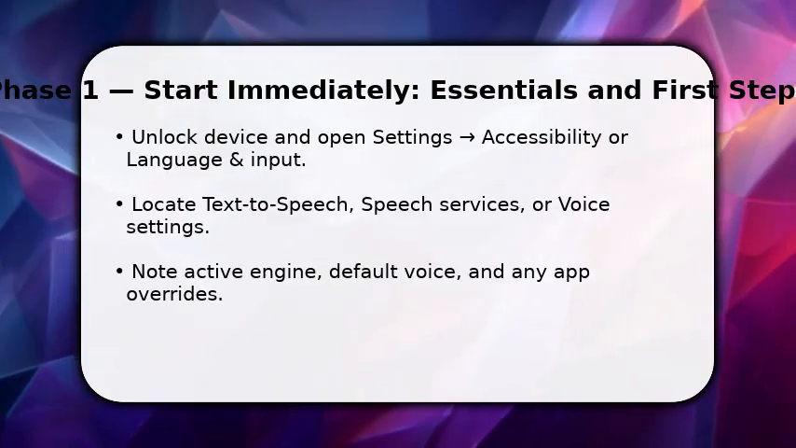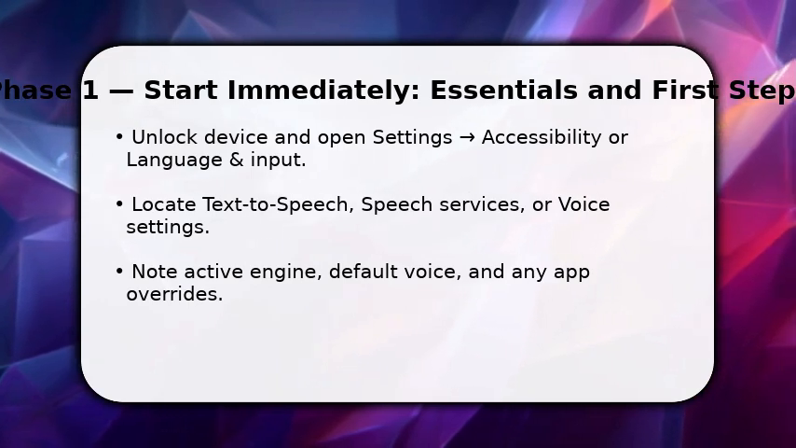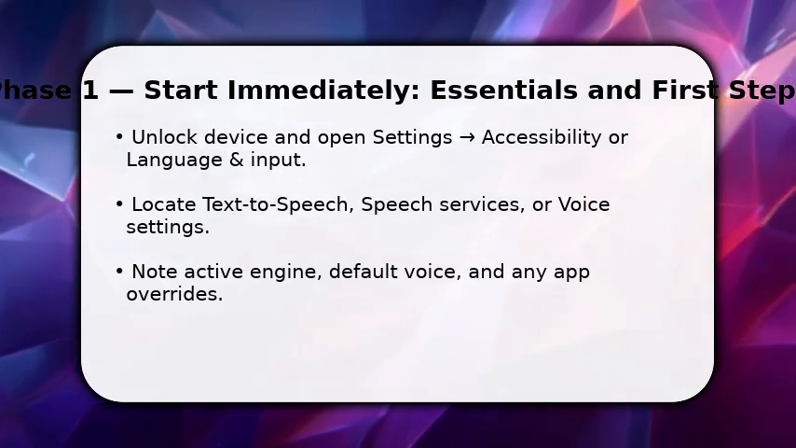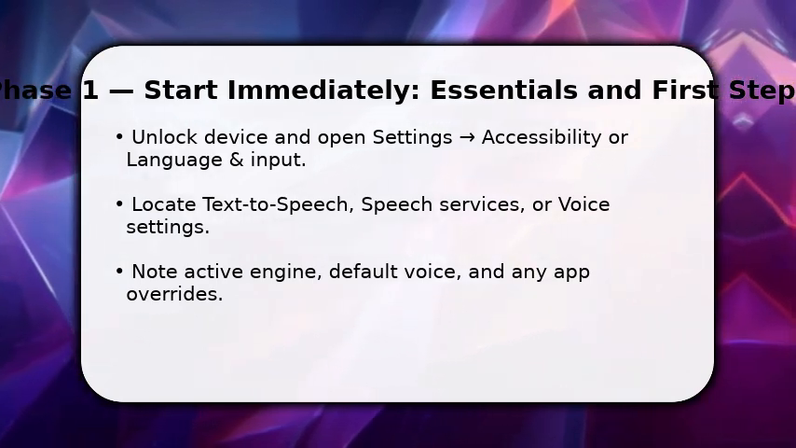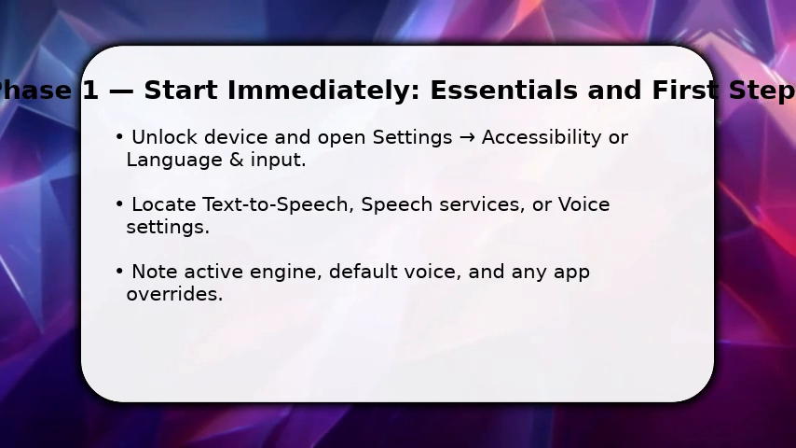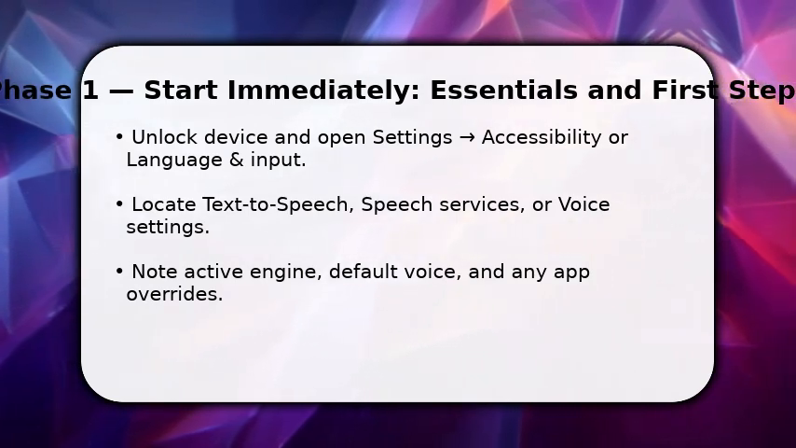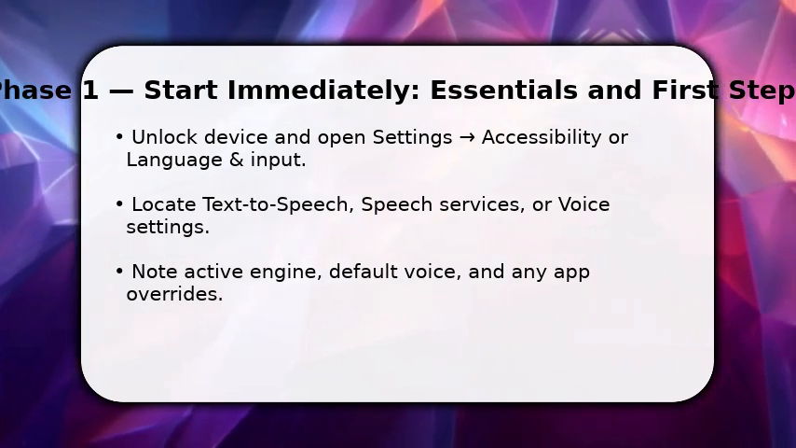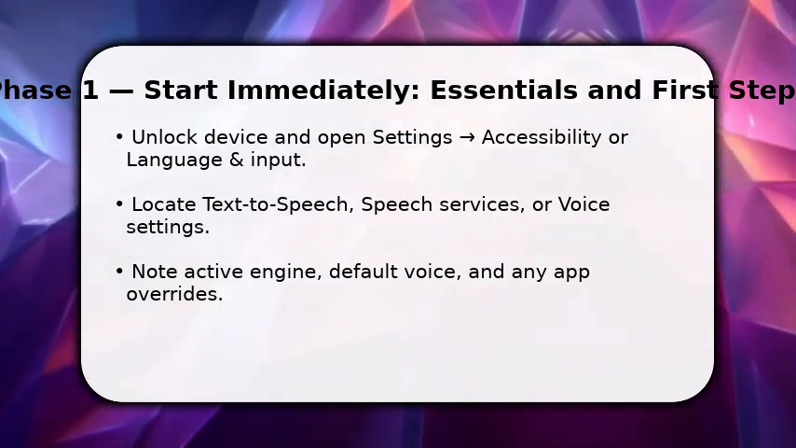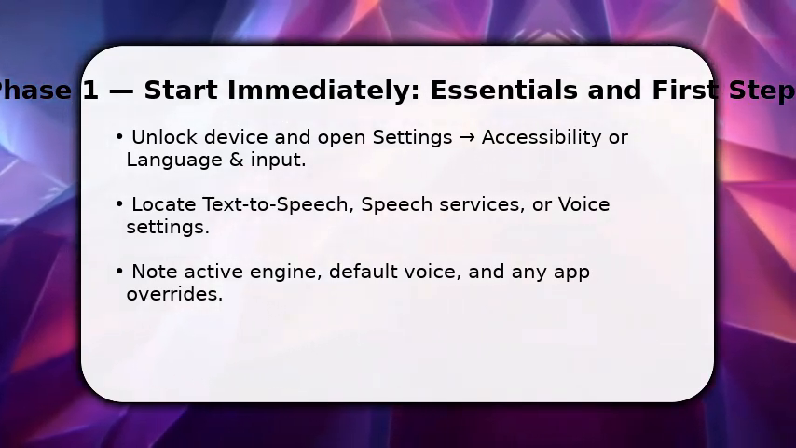You've prepared the basics. Now jump straight into accessibility. Open Settings and go to Accessibility or Language and Input, whichever your device uses. Once there, find Text-to-Speech, Speech Services, or Voice Settings so you can see the active engine and default voice. Make sure you note any app-specific overrides before changing anything, because apps may reset your preferences.